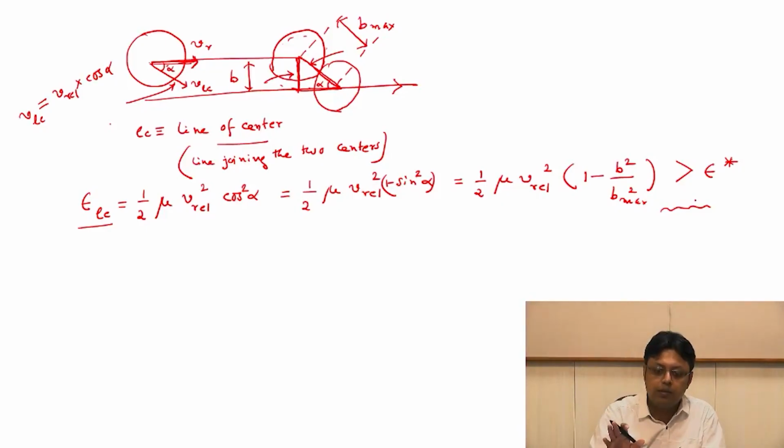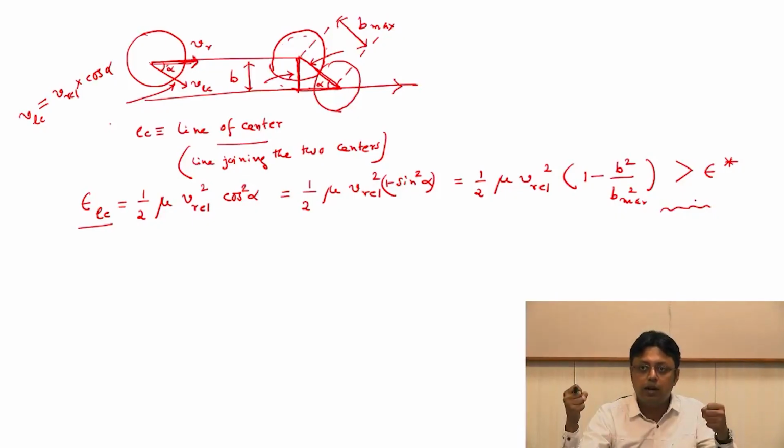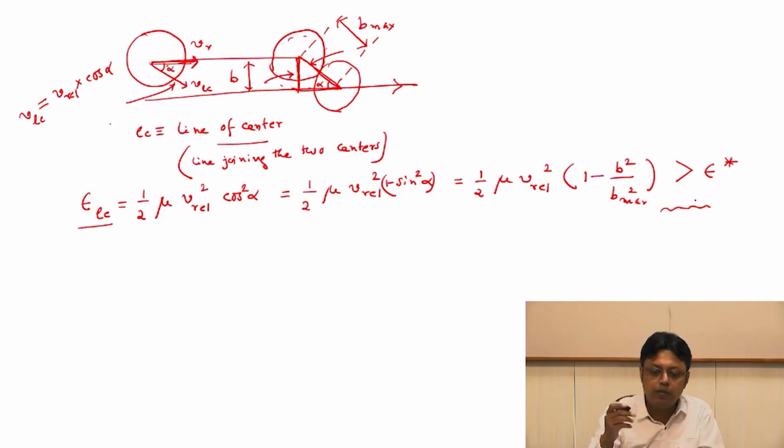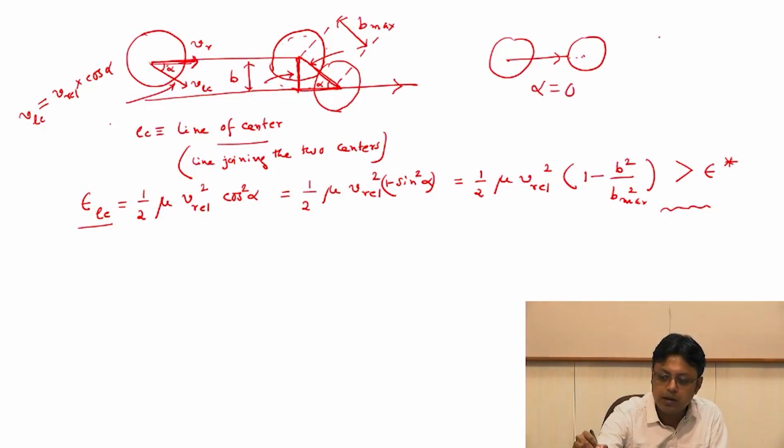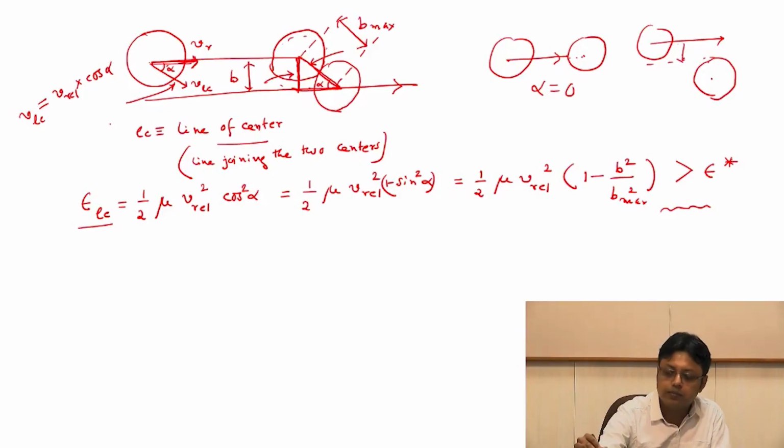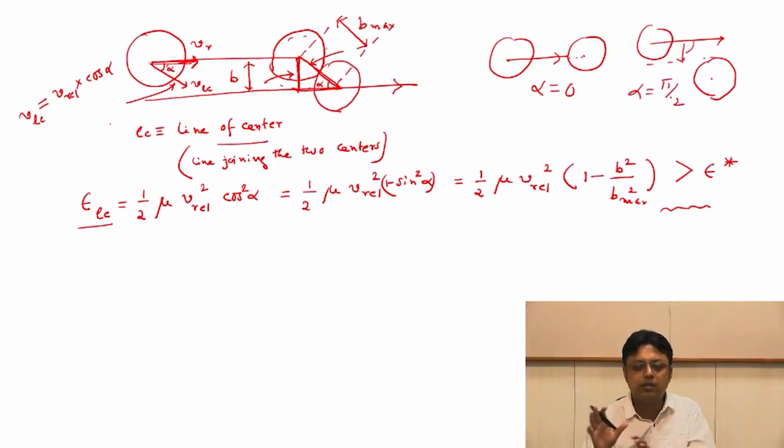We have done a very simple calculation here: alpha can be 0 for a head-on collision, and for a grazing collision alpha will be 90 degrees. Head-on collision means this particle is directly coming, and the second particle's center is also in line, so alpha is 0. The other extreme is when this particle is moving and the second particle is just lying here, so alpha is 90 degrees or pi by 2. Varying b means actually varying alpha, but we are just using the b language.